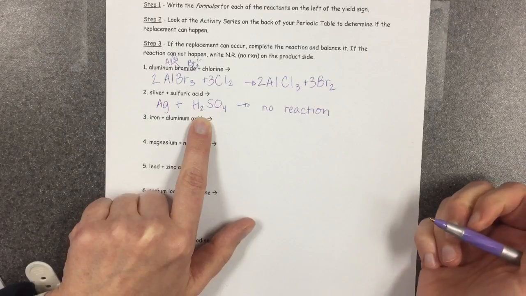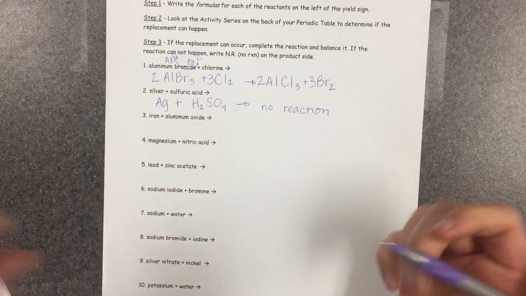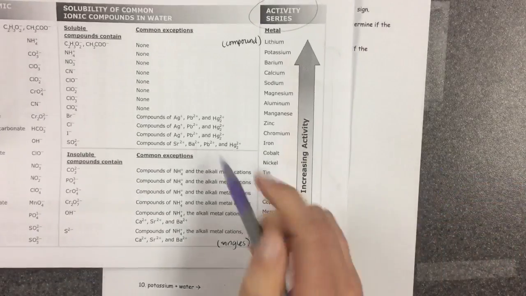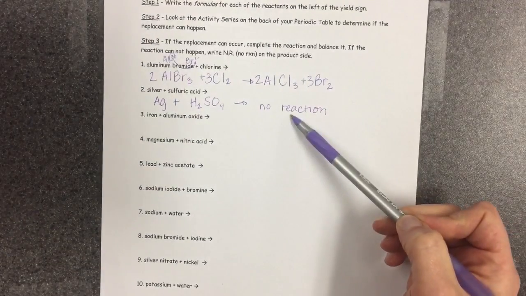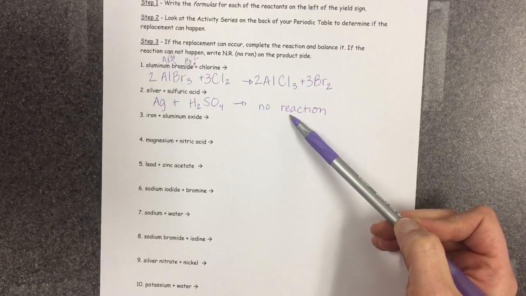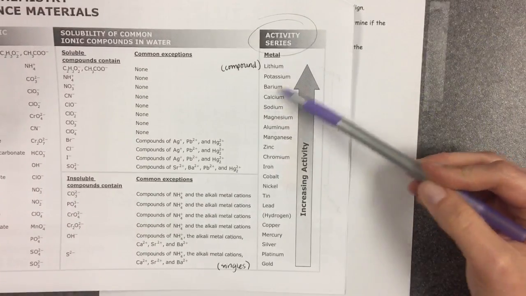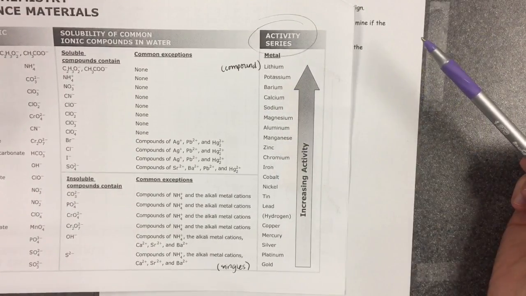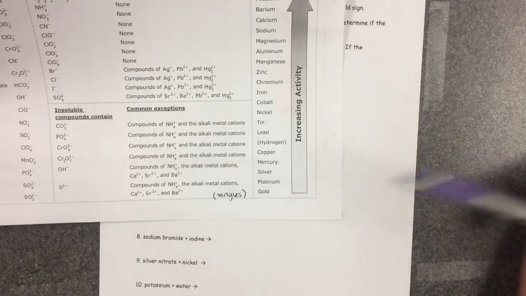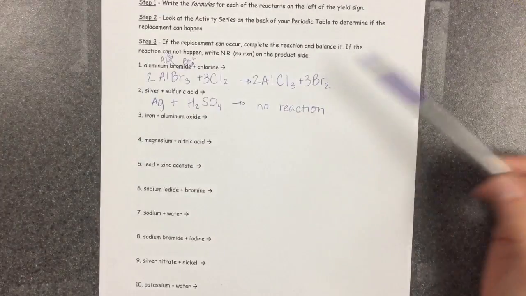You compare the two elements that are similar. The one that is higher up on the activity series is the one that needs to be in the compound. If it already is, then no reaction is going to occur. Things are already the way that they want to be. If it's not, however, you need to switch those two elements so that the more reactive one is in the compound and the less reactive one is left single, like we did right here.